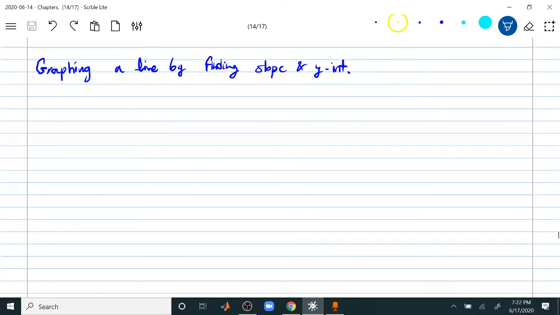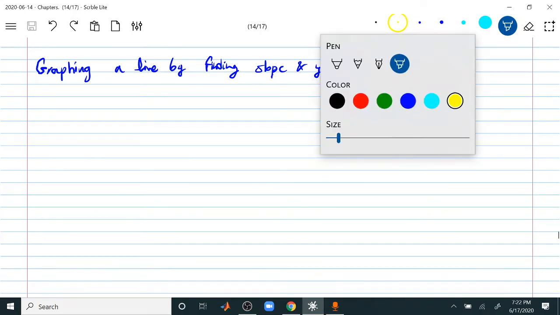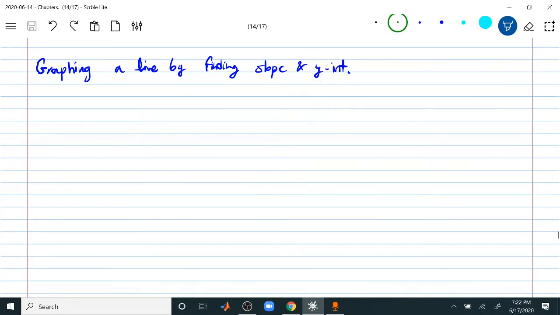So let's discuss this very last topic for today. How about graphing a line by finding the slope and y-intercept? If you're given a linear equation, let me pick an example. Through an example, it's always easier to see.